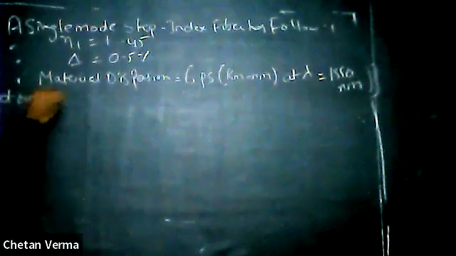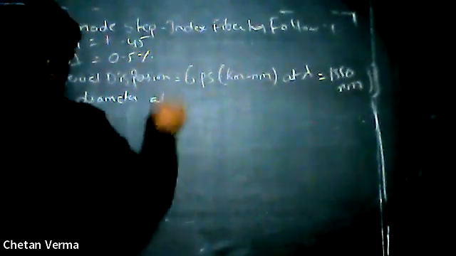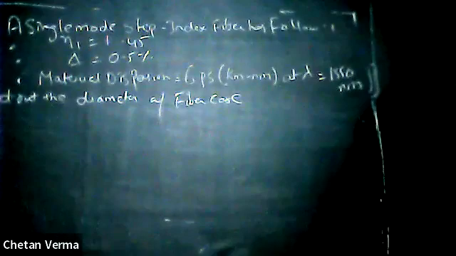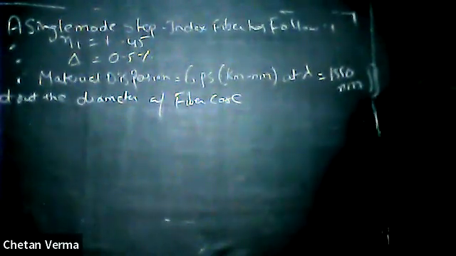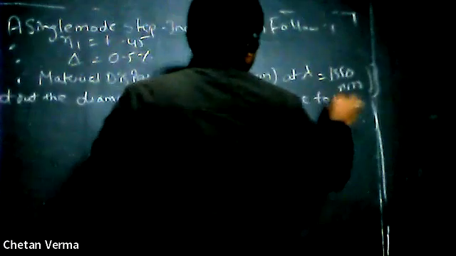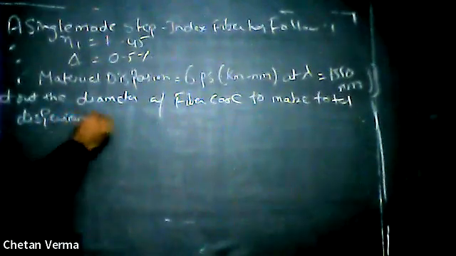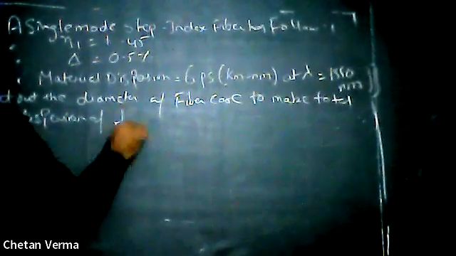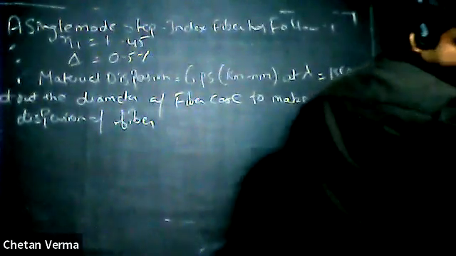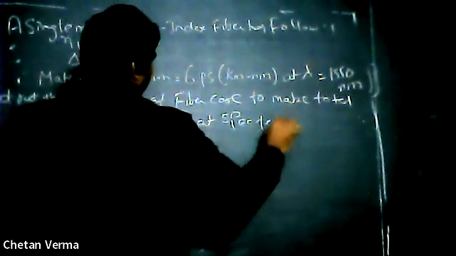Find out the diameter of the fiber core to make the total dispersion of the fiber zero at the specified wavelength.